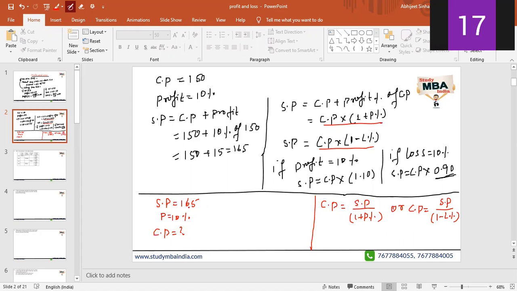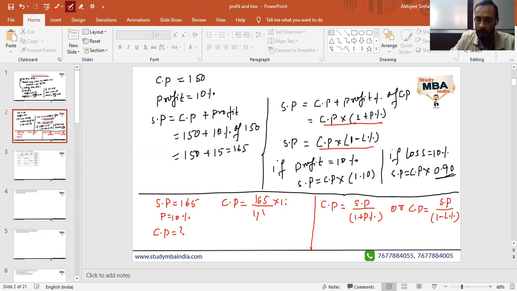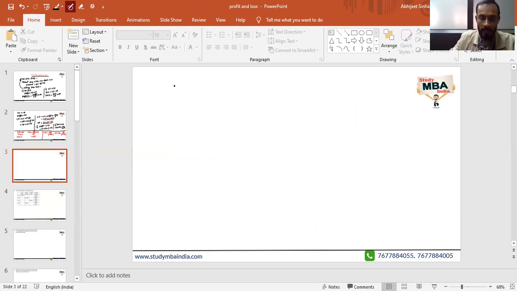Now in this question there is a profit of 10%. So how will we calculate the cost price? 165 divided by, because this is a profit of 10%, so this becomes 1.1. Take the LCM 10 in the numerator, and we cancel it out 15 times, and the cost price becomes 150, right? Yes, sir. Very good. Let's do some more examples.